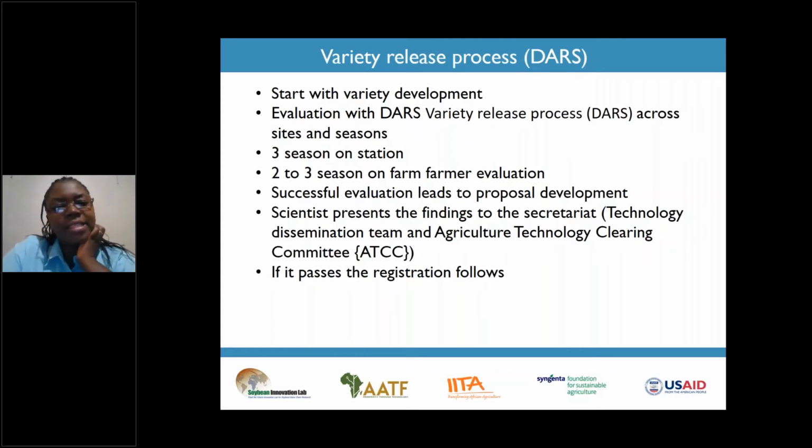And then my last slide is about the variety release process here. Having successfully evaluated the materials on the station, and then you have the on-farm evaluation. After evaluating the varieties across all the sites that you have, maybe 7 or more, then you are required to have that maybe for 3 seasons, and then 2 or 3 seasons of on-farm evaluation. Then if you are successful, that will lead to the proposal development.